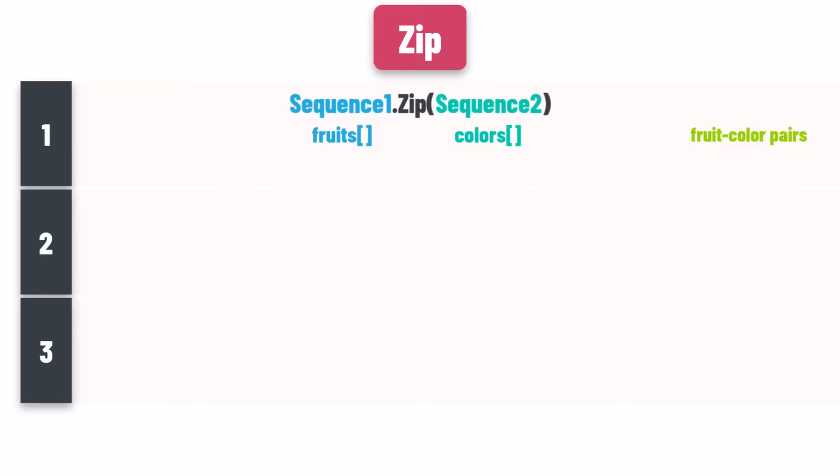In this case, both sequences are lists of strings. So, zip will produce an output of type IEnumerable of tuple of string. Each tuple will contain a fruit name and its corresponding color.